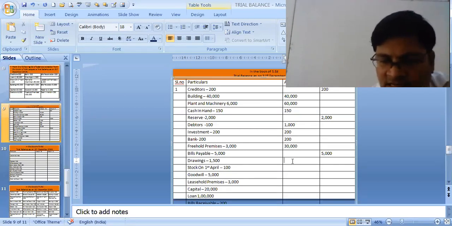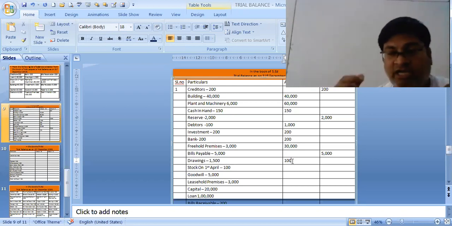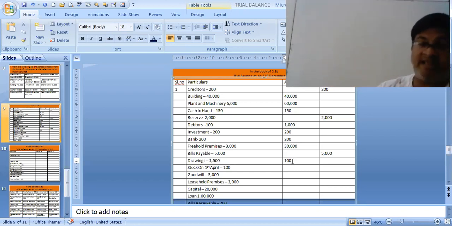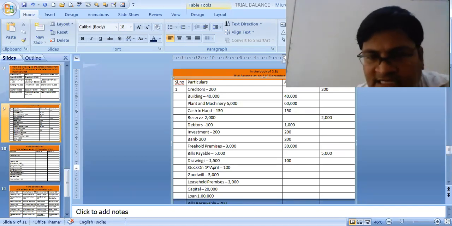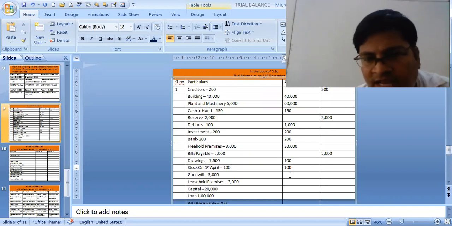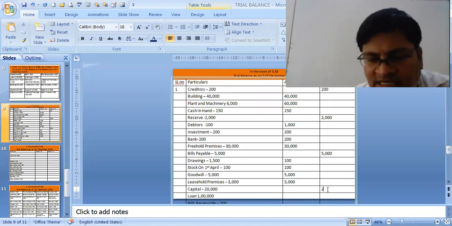Drawings is negative capital. Capital is a liability. Drawings is negative, reducing capital, so it becomes debit. Stock, opening stock comes over here. That is also an asset, debit. Goodwill is obviously an intangible asset. Leasehold premises is also an asset, a premises which is leasehold. Then capital. Capital is no doubt a liability.